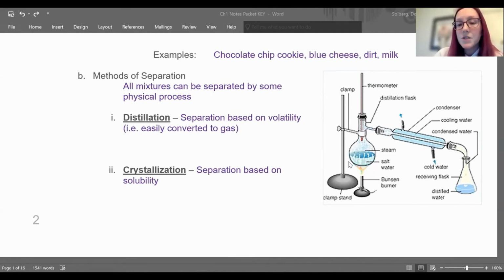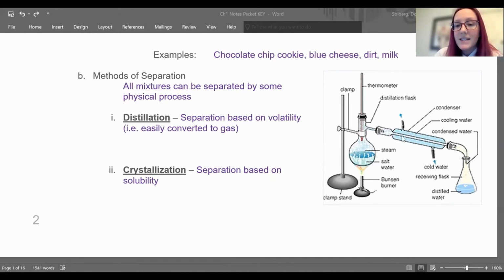So if I have a solution of salt water and I heat it up, water is going to boil much faster than salt, right? Salt has an extremely high boiling point. I'm not going to be able to melt or boil salt with a Bunsen burner, but water, I can. So what's going to happen is I'm going to heat it. Water is more volatile than salt, meaning it will turn into gas more easily than salt. So as it heats, water is going to turn into steam or water vapor. It's going to go up.